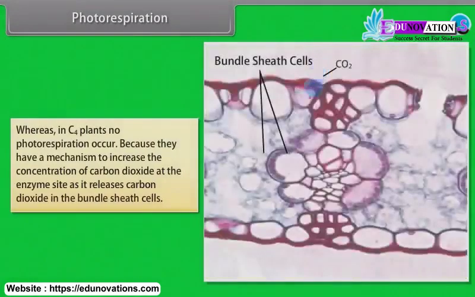Whereas in C4 plants, no photorespiration occurs because they have a mechanism to increase the concentration of carbon dioxide at the enzyme site, as it releases carbon dioxide in the bundle sheath cells.